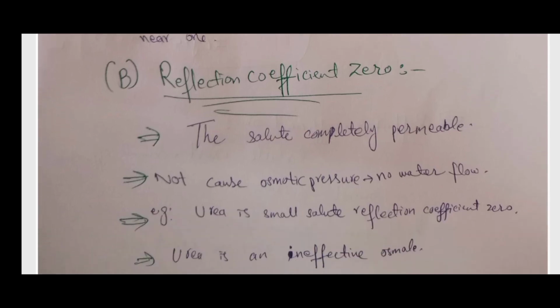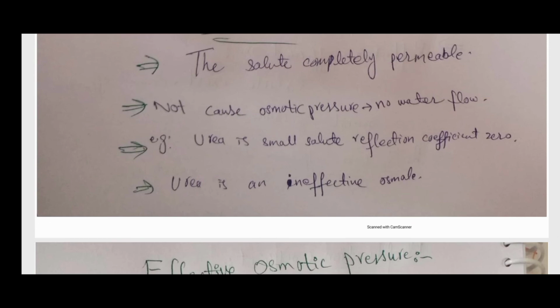If the reflection coefficient is 0, then what will happen? If the reflection coefficient is 0, the solute will be completely permeable. The solute will flow from the original place to another, and it will not cause osmotic pressure through the semi-permeable membrane, and there will be no water flow. For example, urea is a very small solute and it has a reflection coefficient of 0. So urea is an ineffective osmole.